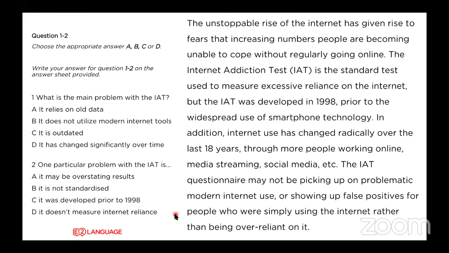Give you one more minute. I see a lot of people writing for number two, choosing D. It doesn't measure internet reliance. Here it says it's used to measure excessive reliance on the internet. So the answer for two is not D. So I'll give you another 30 seconds. Please check your number two. It's not D. I'll also give you another hint. Question two starts from this sentence here.